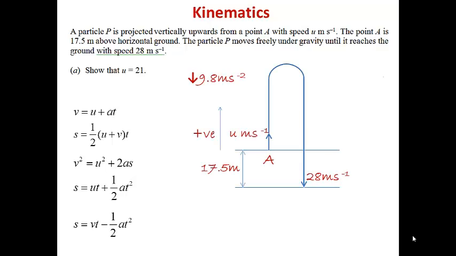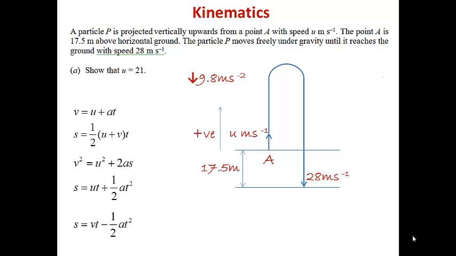Now back to the question. Here's a picture which represents the problem we have to solve. We've got a point A, 17.5 meters off the ground. The particle projected at velocity u hits the ground with velocity 28 meters per second. Now, it's operating freely under gravity, so the acceleration will be 9.8 meters per second squared in the downwards direction. We have to choose a positive and negative direction, and by convention I'm choosing positive to be the upwards direction. So now we need to work out u.